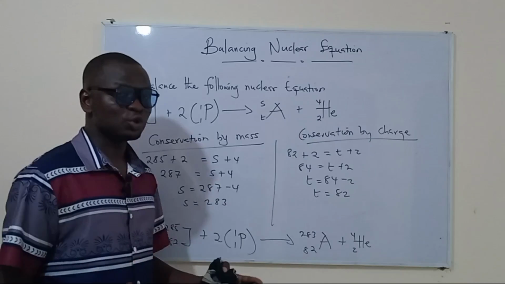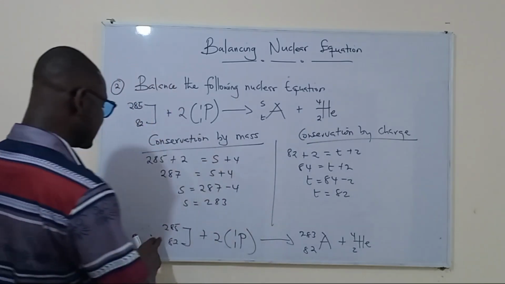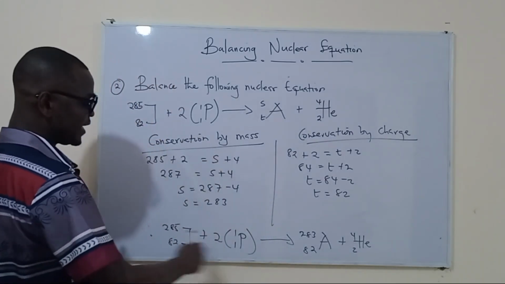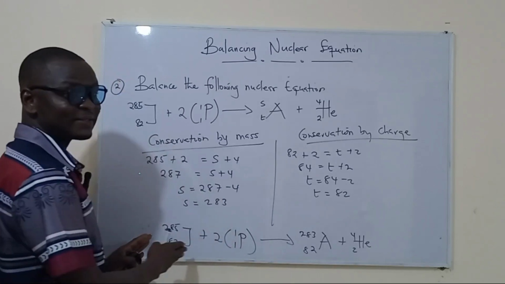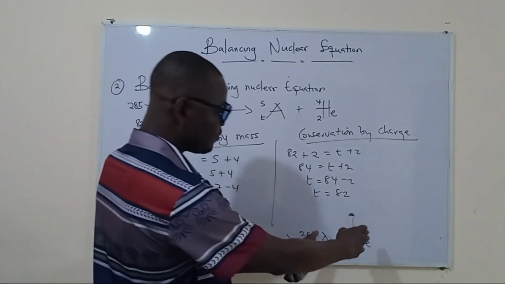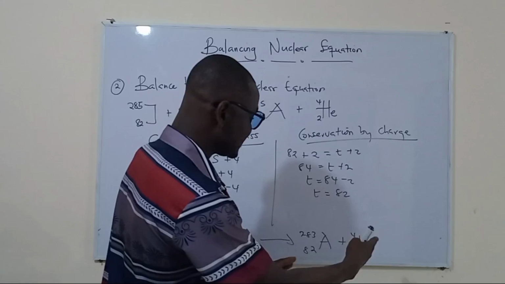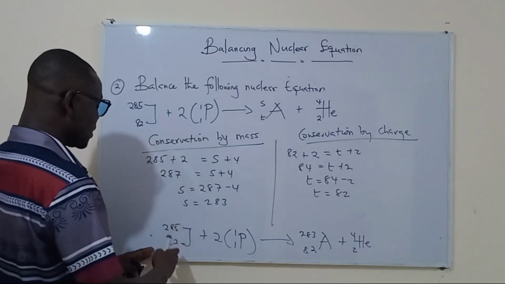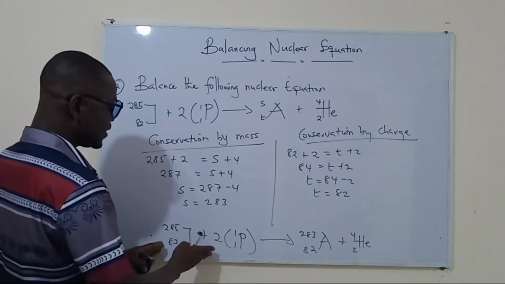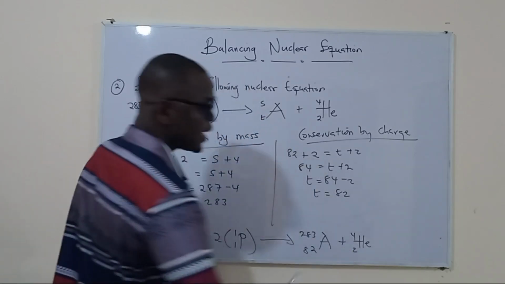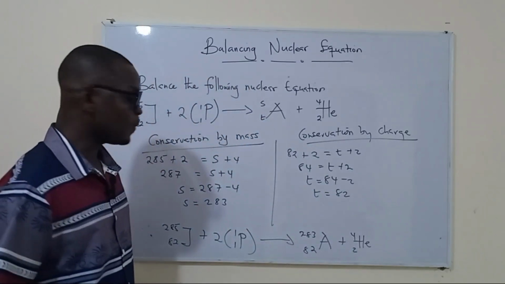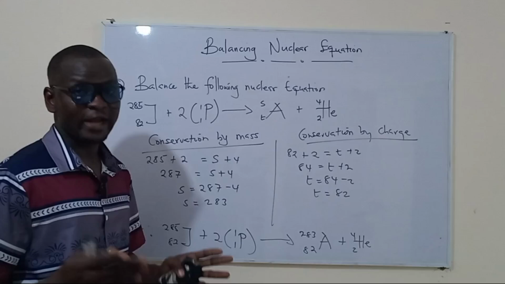But if you want to be sure, you have to make sure that you sum up both the mass and the charges. The sum of mass at your left-hand side should be equal to the sum of mass at the right-hand side. The sum of charge at your left-hand side should be equal to the sum of charge at the right-hand side. If it is so, then that means it is a balanced nuclear equation.